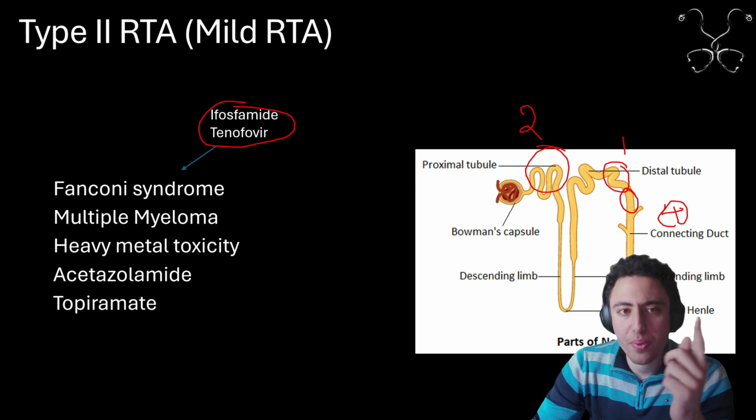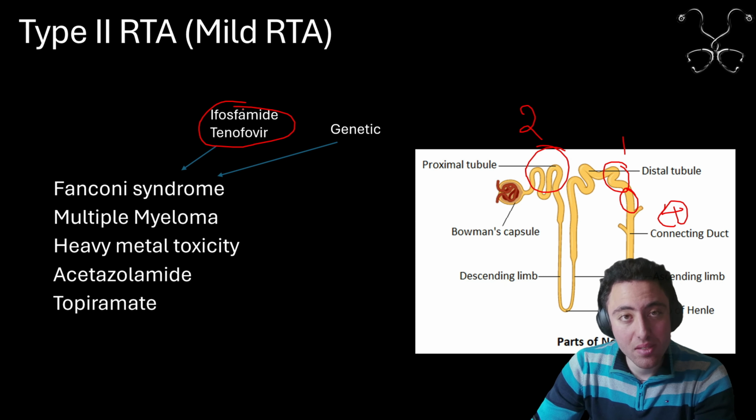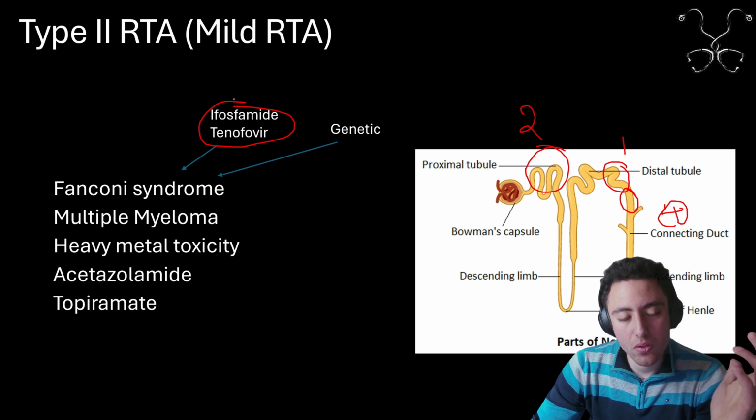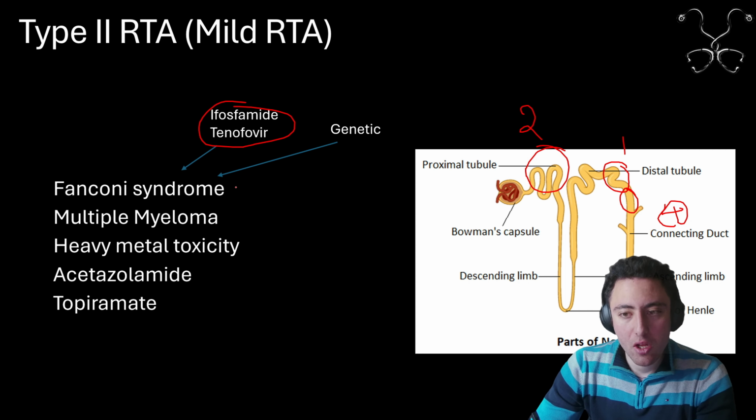So Fanconi syndrome could be as a result of drugs. It can also be just genetic. People have a genetic tendency to get these cells dead. I'm not going to explain that. We have a completely different video on Fanconi syndrome on the website. You can check it out. Okay. Multiple myeloma. How does multiple myeloma result in type 2 RTA?